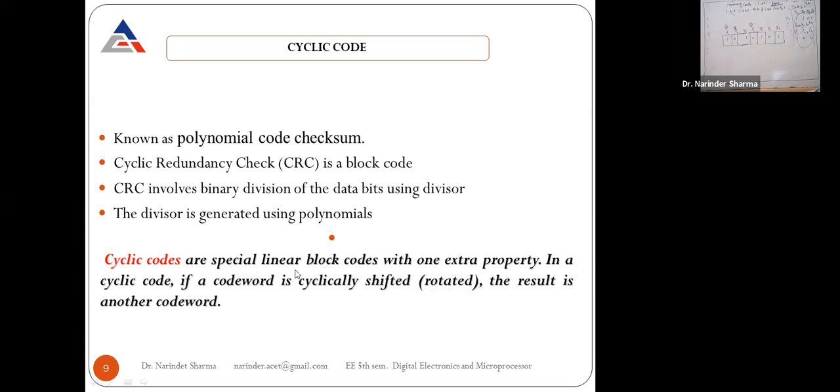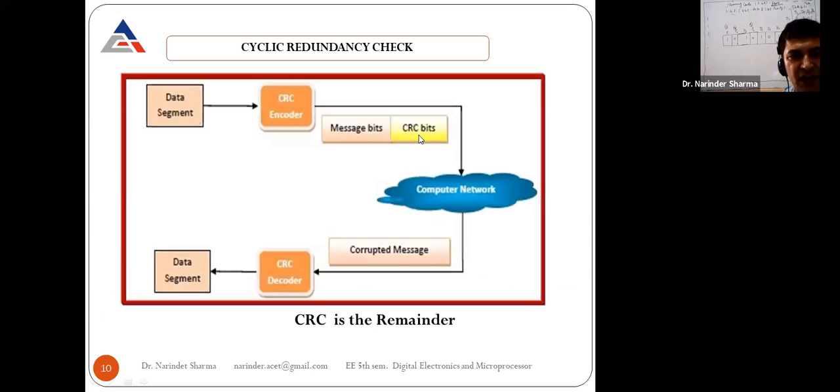Cyclic codes are special linear block codes with one extra property. In a cyclic code, if the code is cyclically shifted, the result is another code word. So here you can see from the diagram also.